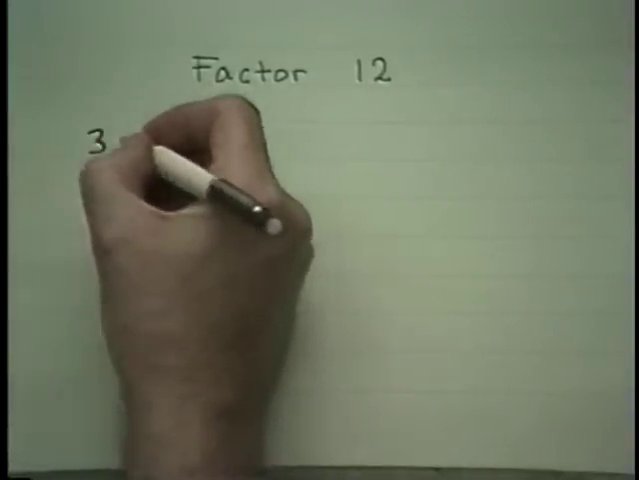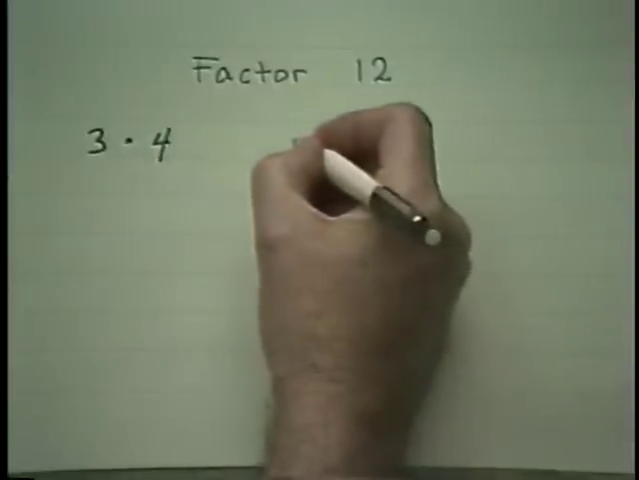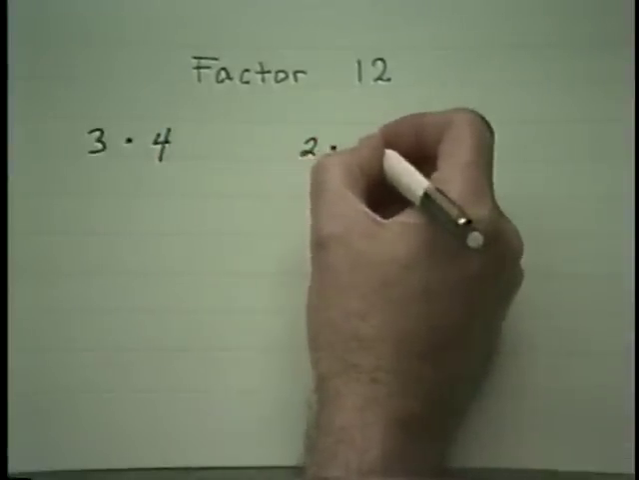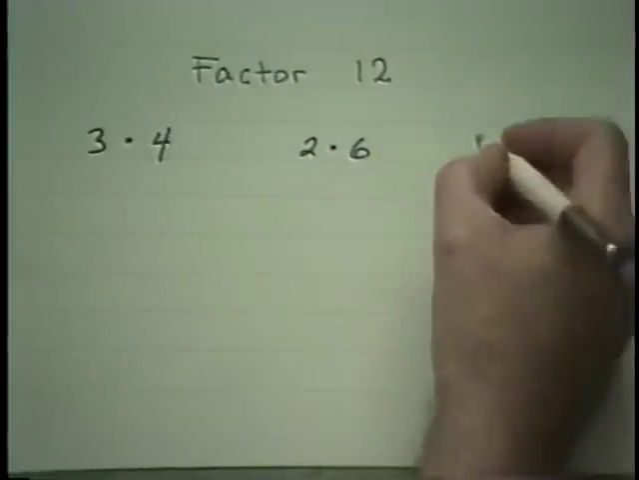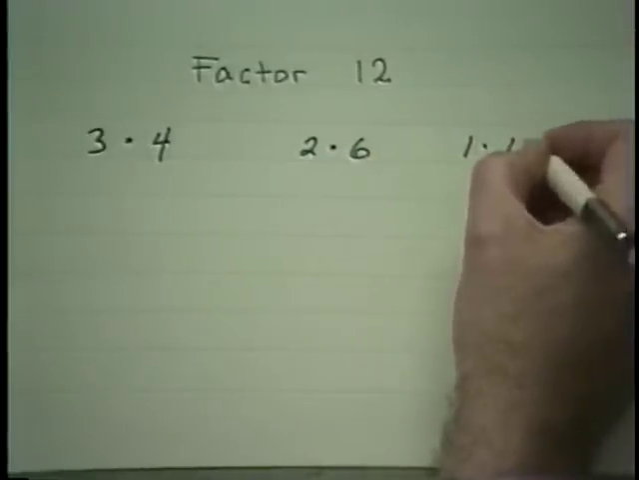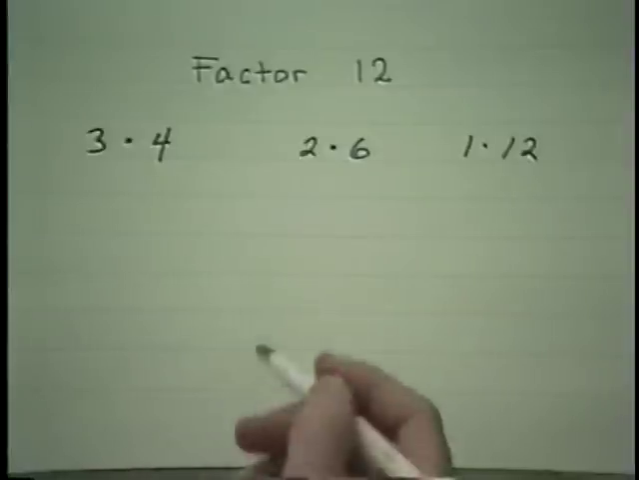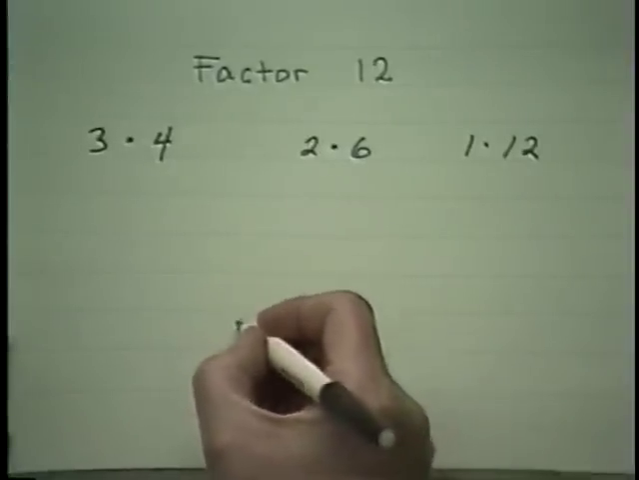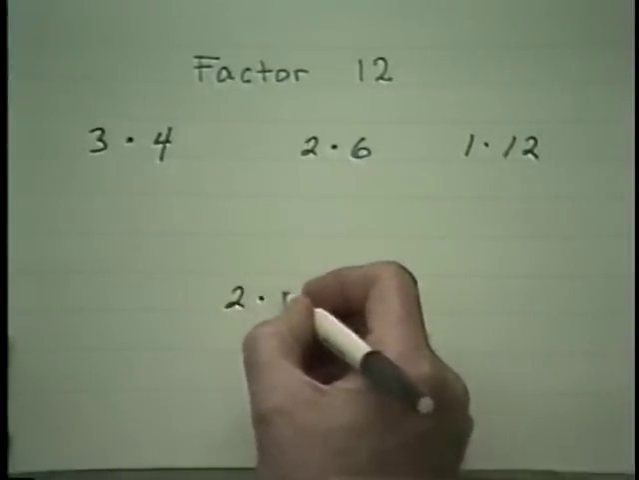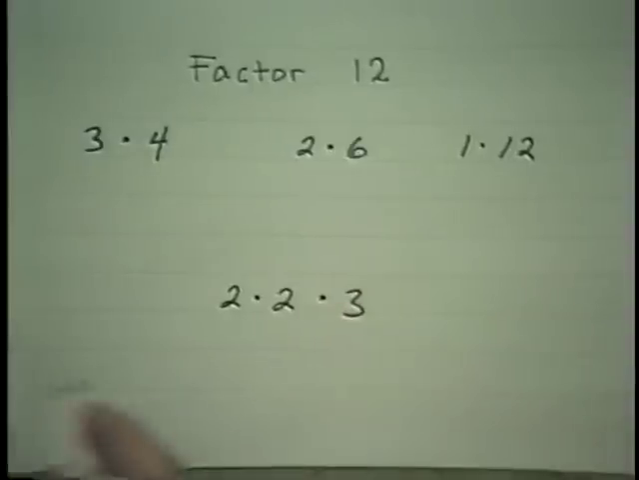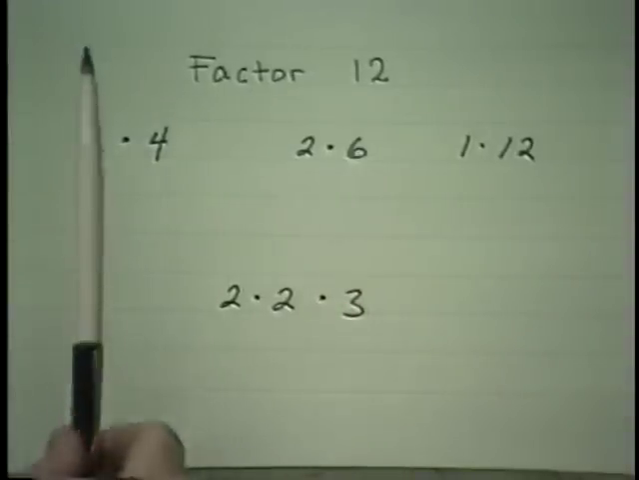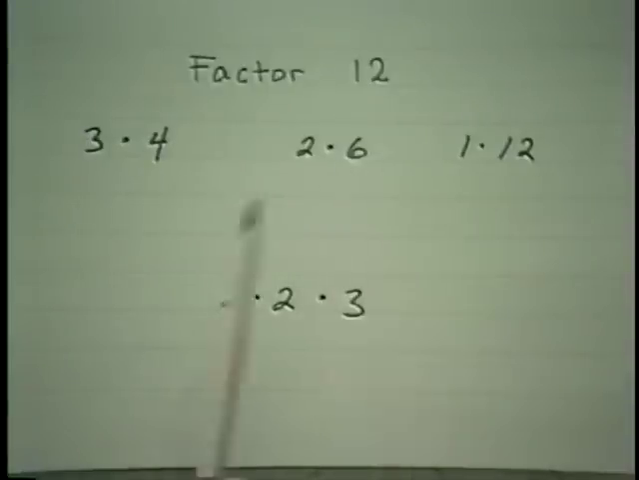And of course, there are several ways of doing that, including 1 times 12, which we will not worry about. There is one more hidden way that you perhaps didn't see, and that is 2 times 2 times 3. These are factorizations with pairs of factors, but in this case I have 3 factors.